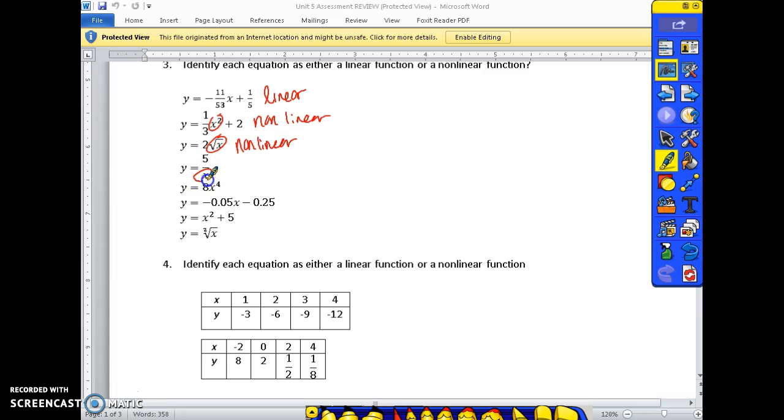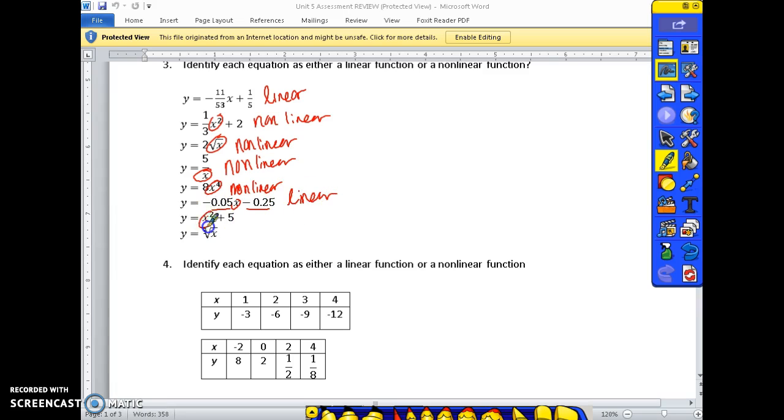For the next one, x is in the denominator, which means I can plug in any number for x. But if I plug in 0 for x, I cannot divide 5 by 0, so that is nonlinear. 8x to the 4th power, it cannot be to the 4th power, so that is nonlinear. Even though we have decimals, our x is to a power of 1, so it is a linear function.